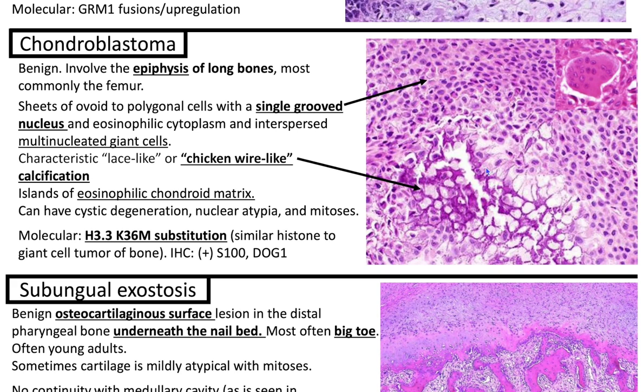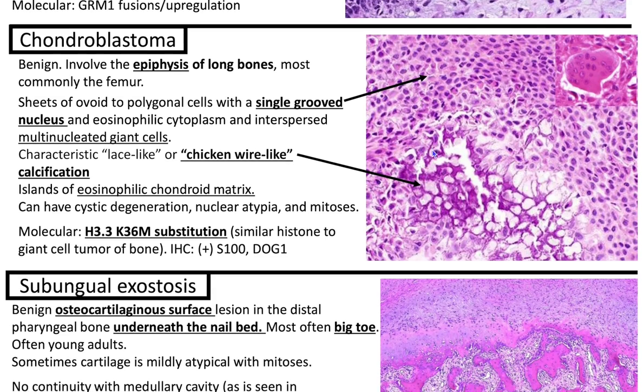You can have islands of eosinophilic chondroid matrix, and molecularly it's associated with an H3.3 K36M substitution. It's similar to that molecular association with giant cell tumor of bone, and it's going to stain positive for S100 and DOG1.